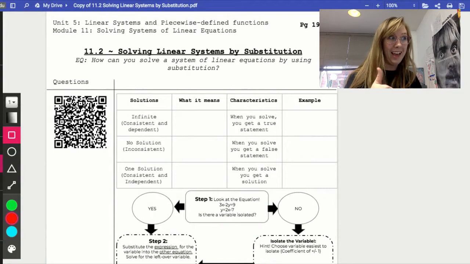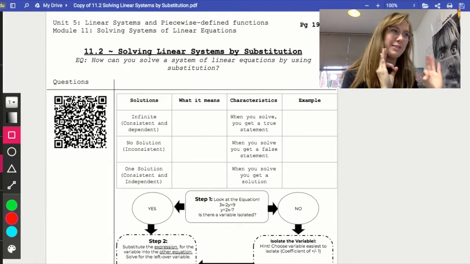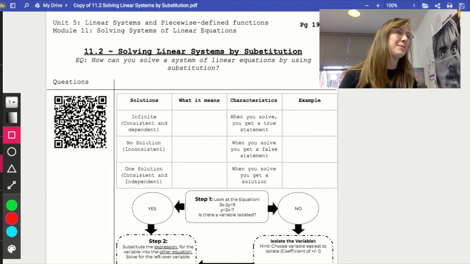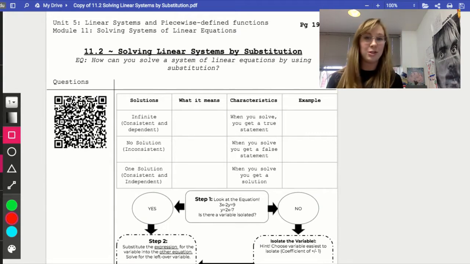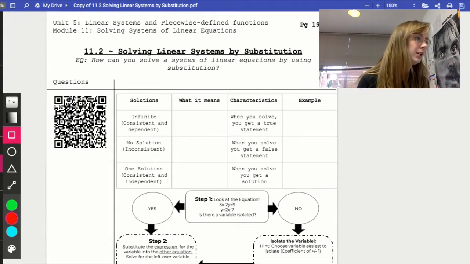Welcome to math. We're learning about the substitution method, and this is like the sexy method of math. This is some good stuff. So, solving linear systems by substitution. Our central question is: how can you solve a system of linear equations by using substitution? Let's go ahead and jump into it.